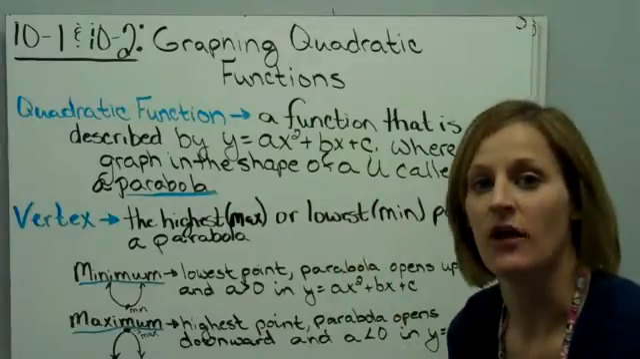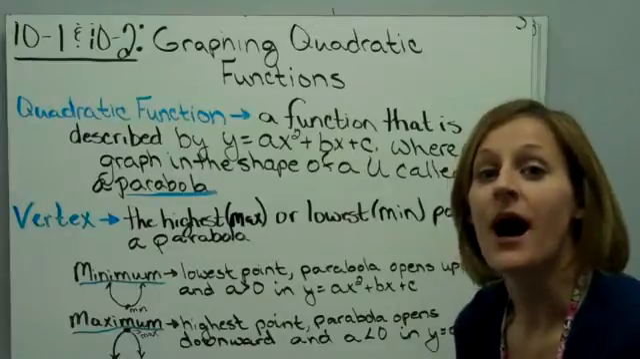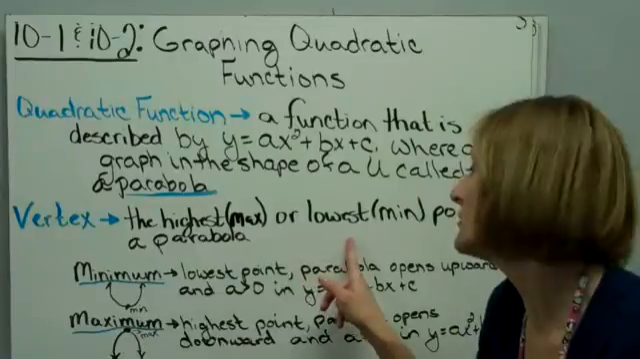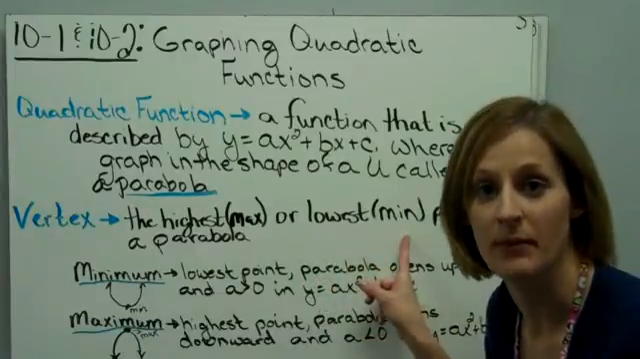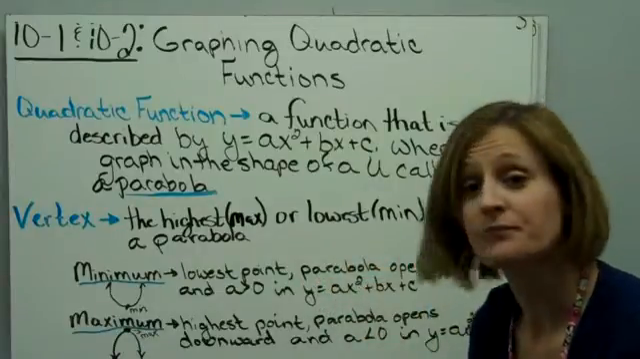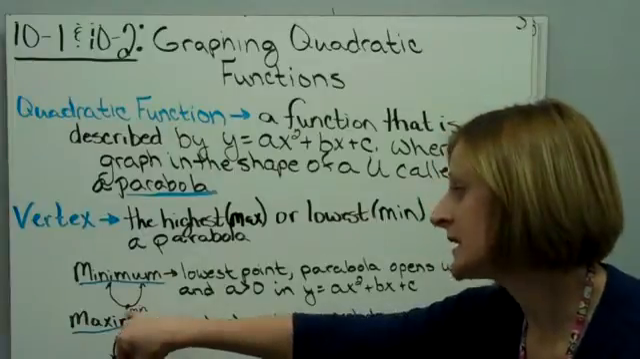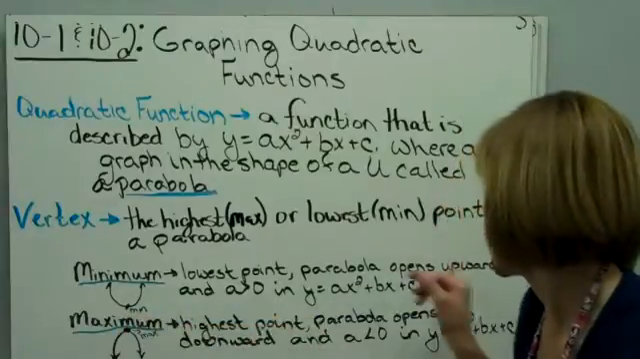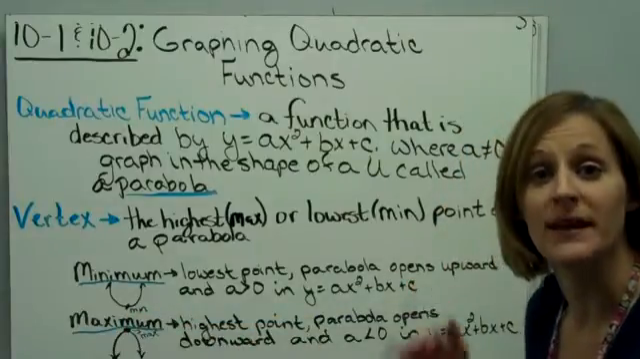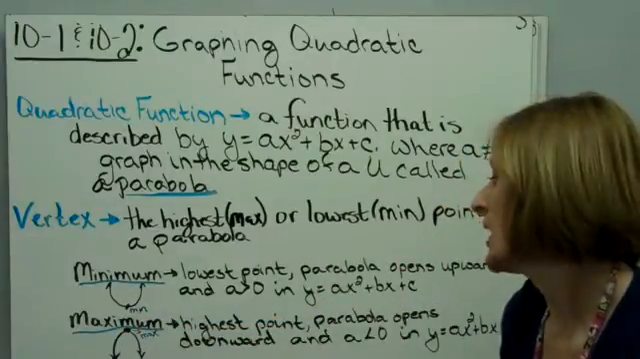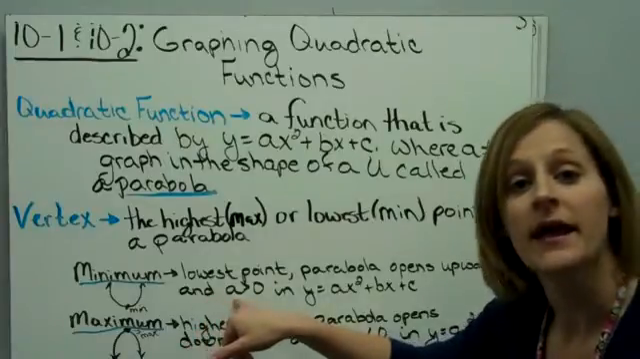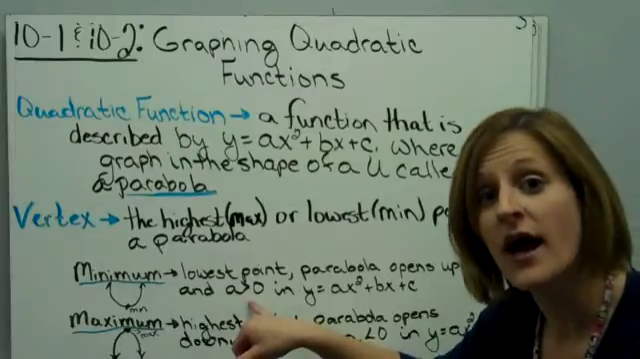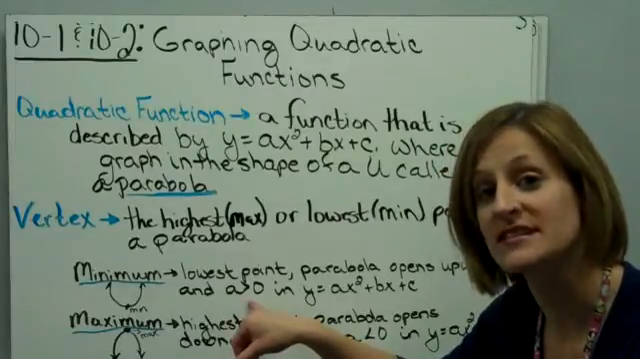Now the vertex on this parabola is going to be the highest point, which we consider the maximum, or the lowest point, which we consider the minimum of the parabola. Your minimum is going to be down here. It's the lowest point of the parabola, and it opens upward, meaning it goes up just like a U. In this case, your a is always going to be greater than 0. So you'll know you have a minimum if your a is greater than 0.